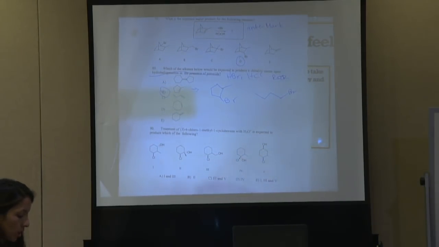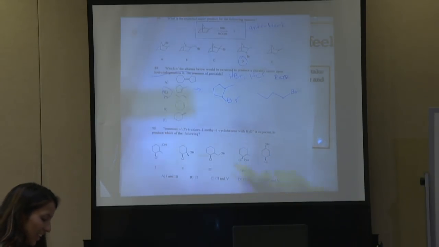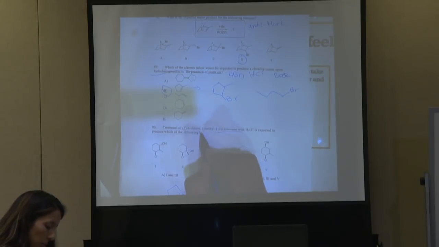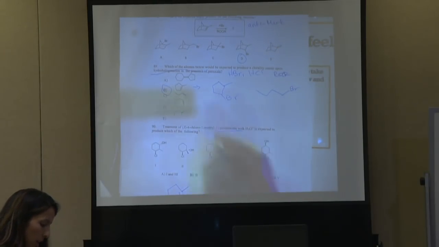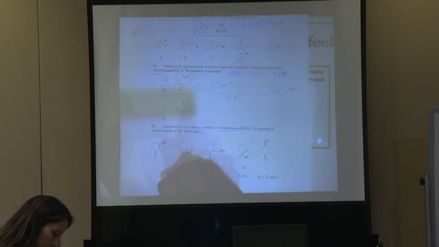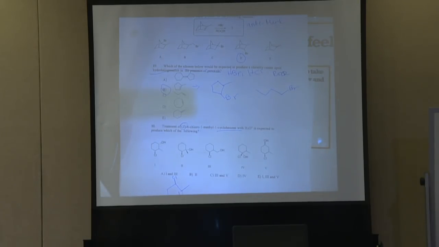So 90. Treatment of S-6-chloro-1-methyl-1-cyclohexene with H3O+ is expected to produce which of the following? So what is the first thing that you have to do? Draw it out. Awesome. So cyclohexene, right? And I have a 1-methyl at position 1. And I have a 6-chloro, so 1, 2, 3, 4, 5, 6. And then it says it's S. So is it going to be on a wedge or a dash?